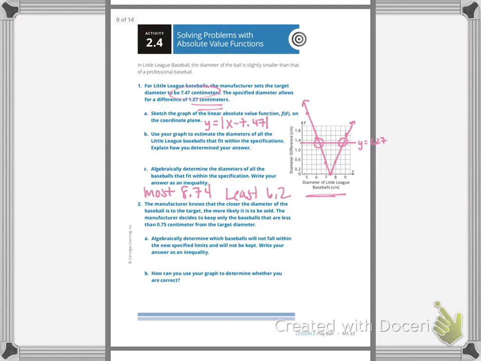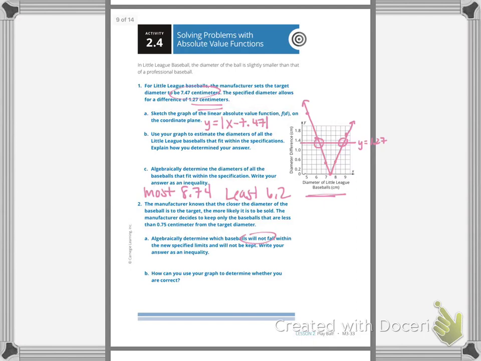So the manufacturer knows that the closer the diameter of the baseball is to the target, the more likely it is to be sold. The manufacturer decides to keep only the baseballs that are less than 0.75 centimeters from the larger diameter. So algebraically determine which baseballs will not fall within the new specified limits and will not be kept. Write your answer as an inequality.